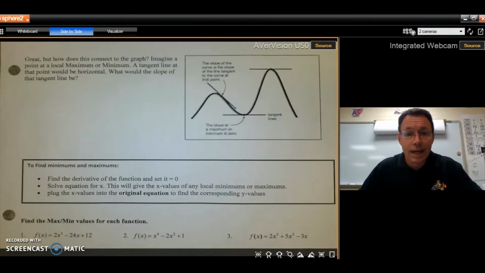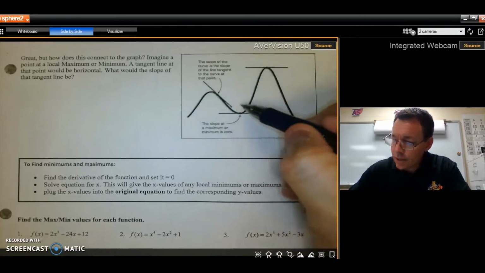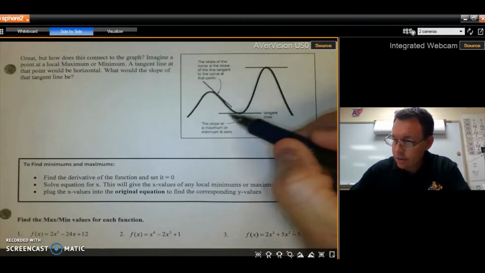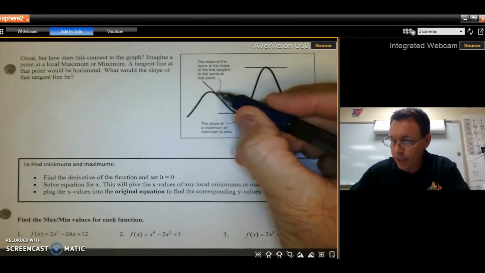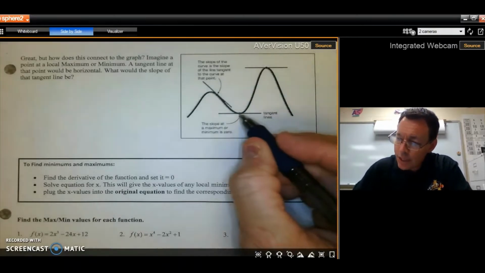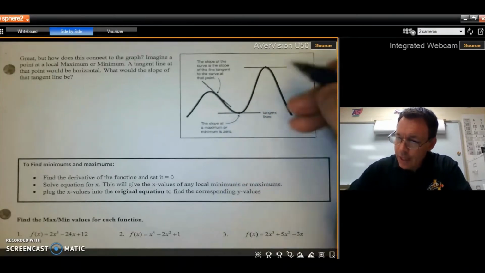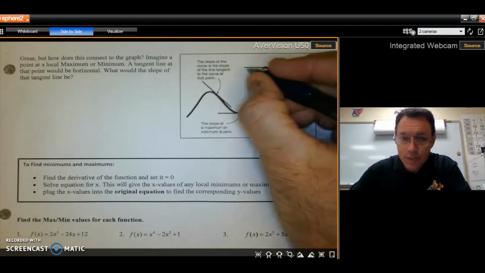So how does this tell us anything about what we're doing with the graph? Look at this graph over here. These little lines are tangent lines to a certain point on the graph. So here's a point right here. This line goes through it. That obviously has a negative slope to it. But look at this local minimum and this local maximum. The tangent line is flat.